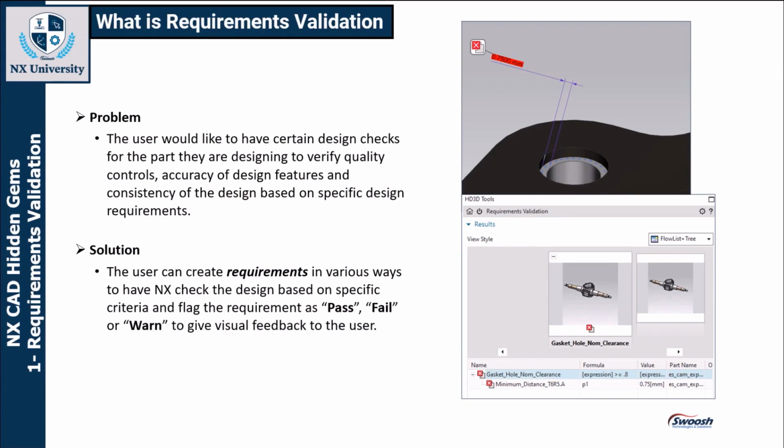So covering the topic of what is a requirements validation, the user would like to have certain design checks for the part they're designing to verify quality controls, accuracy, design features, and consistency of the design based on specific design requirements. So you have your part you're designing, you have certain requirements that you want to meet with that design, and the solution here is that we can apply or create these different requirements in various ways and have NX check the design based on specific criteria and flag the requirement as pass, fail, or give a warning to the user to inspect that particular part of the design and make adjustments if necessary.